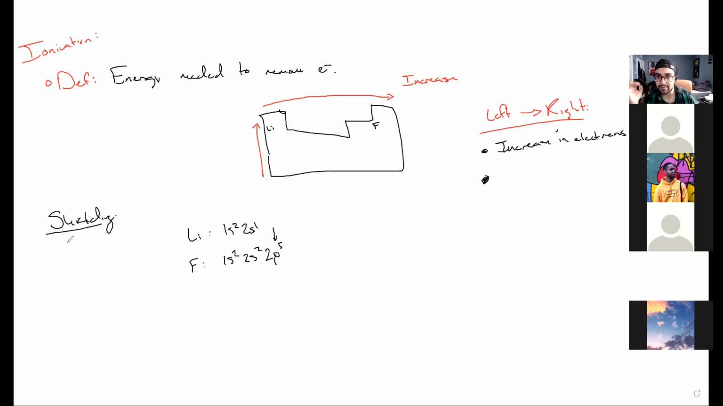If the electrons are less able to shield the positive charge, how do you think the protons are interacting with the electrons? Stronger pull. Yeah, a stronger pull. So you're going to need a lot more energy to pull those electrons away. So shielding decreases.